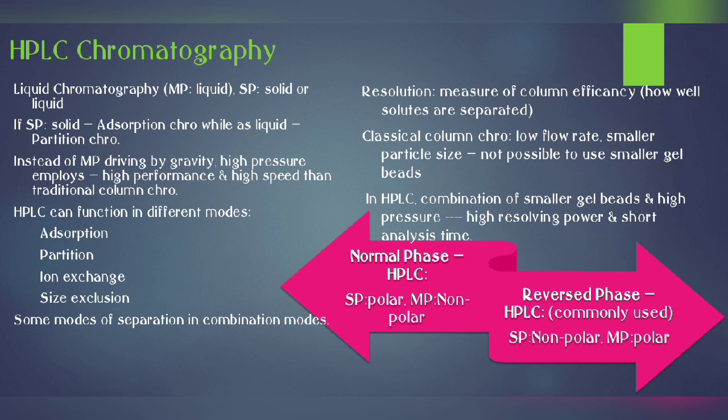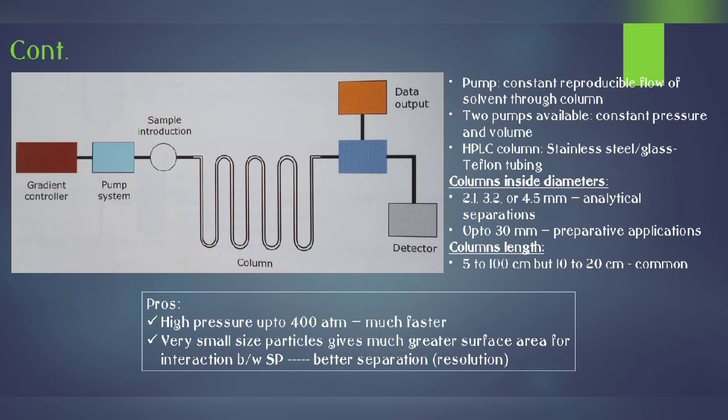Reverse phase chromatography is normally used. In normal phase, the stationary phase is polar and the mobile phase is non-polar, and in reverse phase chromatography, the stationary phase is non-polar and the mobile phase is polar. As I mentioned earlier, there is also planar chromatography, which is also a kind of separation. Then this is the diagrammatic representation of how HPLC works. The pressure is given constantly for the flow of solvent through the column.